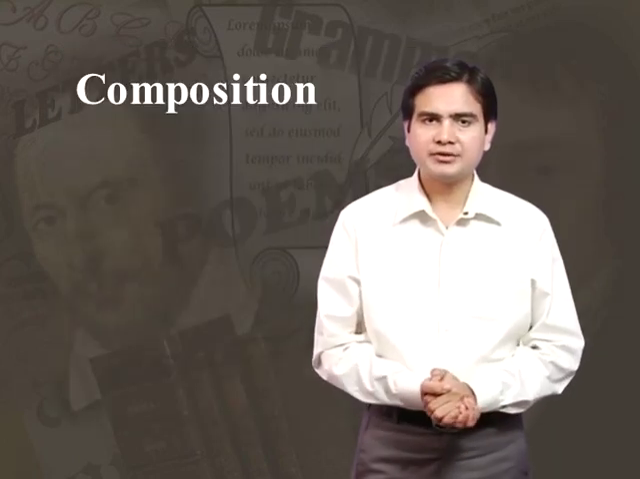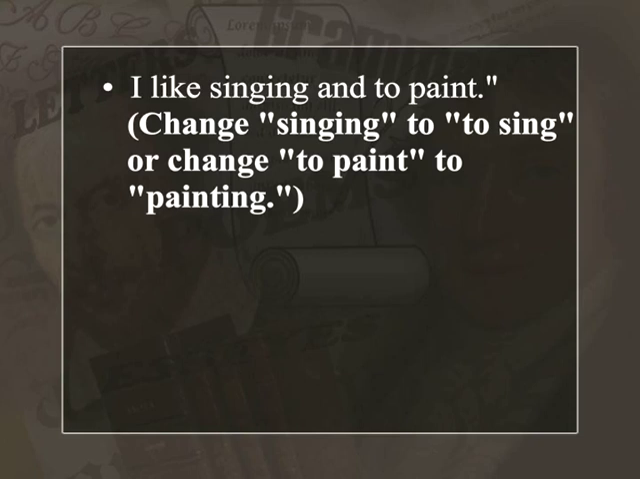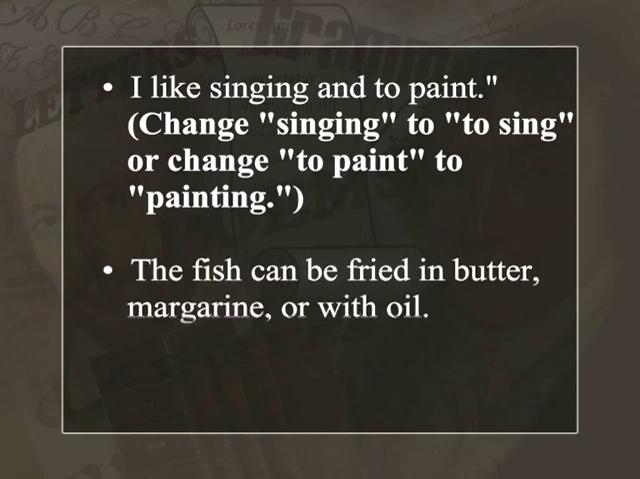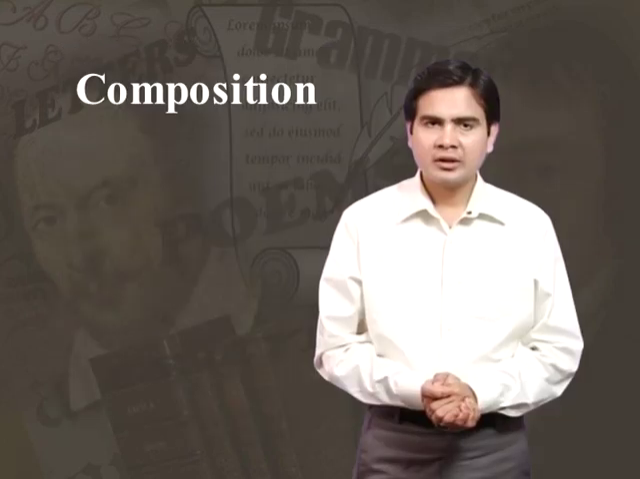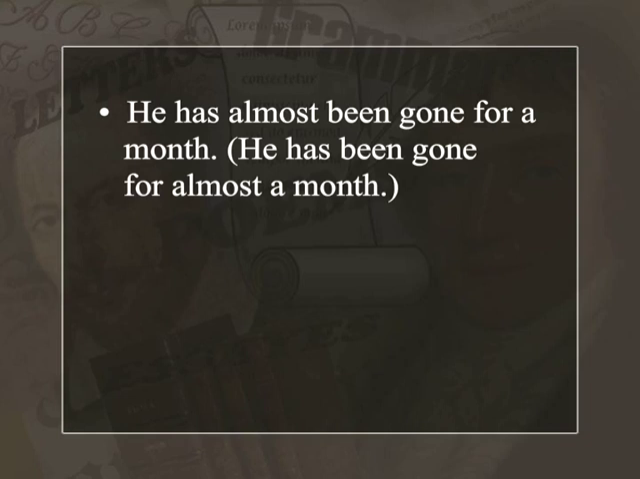Here are examples. I like singing and to paint. Change singing to sing, or change to paint to painting. The fish can be fried in butter, margarine, or with oil. Take out with. Misplaced modifier. Place the modifier close to the word modified. Here is an example. He has almost been gone for a month. He has been gone for almost a month.